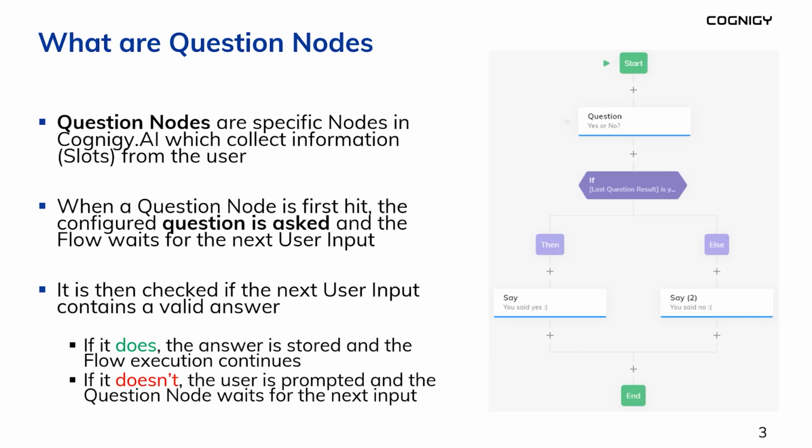Question nodes are nodes in a Cognigy flow that when you hit them, they will ask you a question and then they will wait for your answer and check whether the answer is correct for the specific type of question that was asked or not. So for example, in the flow that we see here on the right side, if we hit this question, it's going to say yes or no, and then it's going to wait for a valid answer. And a valid answer in this case is something like yes, yeah, no, nope, something like that.